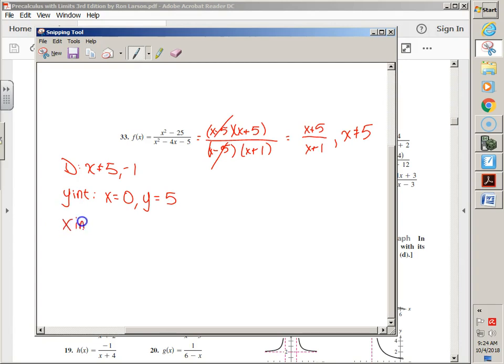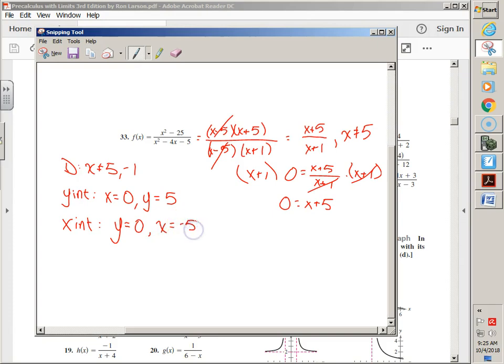Our x-intercept, setting y equal to 0, takes a little more work. So 0 equals x plus 5 over x plus 1. But as we just saw, you can multiply by the denominator to get rid of it to the other side. 0 times anything is 0. So if we solve for x, x equals negative 5. Our vertical asymptote is the one that's left over after removing any shared factors, which is going to be x equals negative 1.